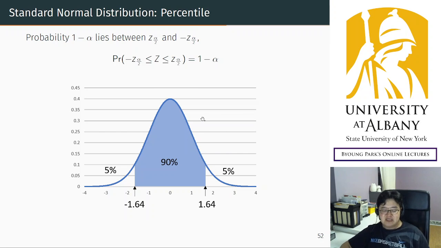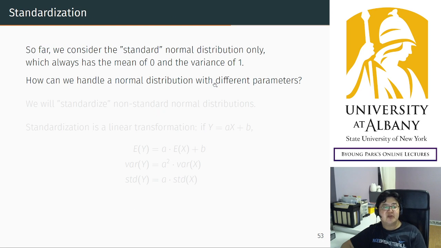Okay, this is how we utilize the standard normal distribution. So far everything is based on the standard normal distribution, the CDF of the standard normal. But what if the parameters are different? We have to think about that more carefully.